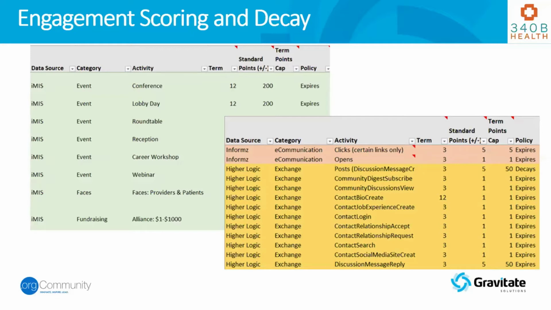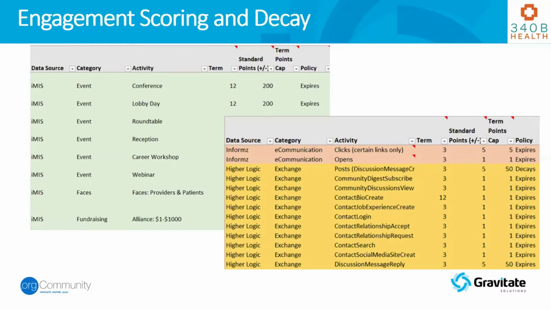So there's not that many activities in email. You basically have clicks and opens, and obviously opening an email to us was much less valuable than clicking, so we gave 1 point for opening an email and 5 points for clicking on one. You can also see that we have a term of 3 months on that. So in other words, we are going to decay or expire that value or that point after 3 months.